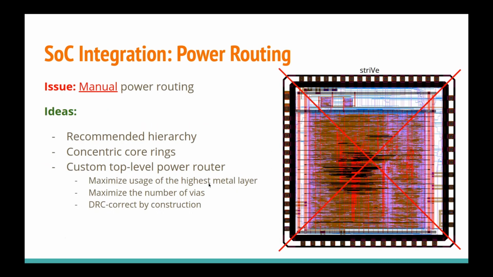For the last issue, the lack of a tool to route power to our chip macros, we have developed a top-level power router with the sole purpose of hooking up macros to power pads. Some assumptions here are the implementation of the recommended hierarchies. The macros should also be hardened with concentric power rings around the boundaries, and the power router would attempt to use the highest metal layers available and maximize the number of vias in transitions between layers to connect the power pads to those core rings. This is of course to reduce the IR drop. The power routes are DRC correct by construction, so there was no need to implement DRC checking in the tool.